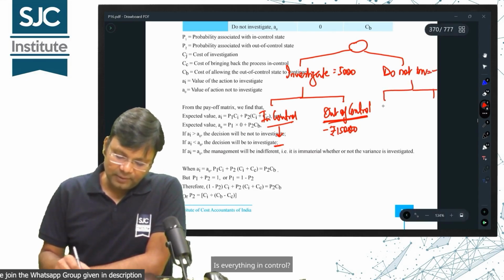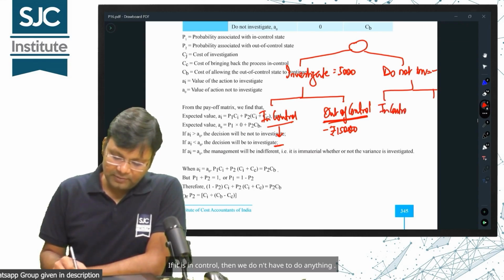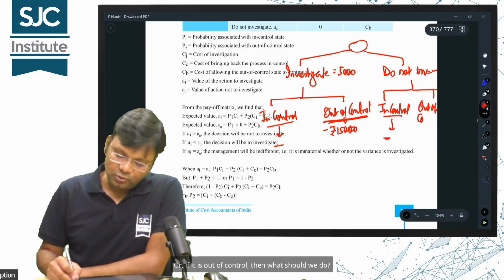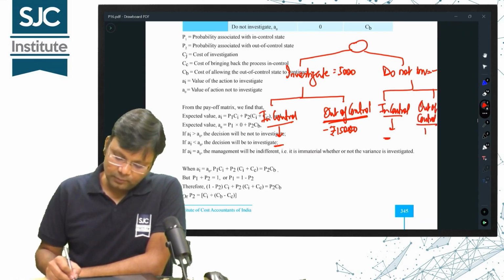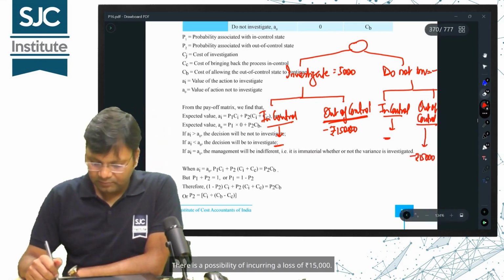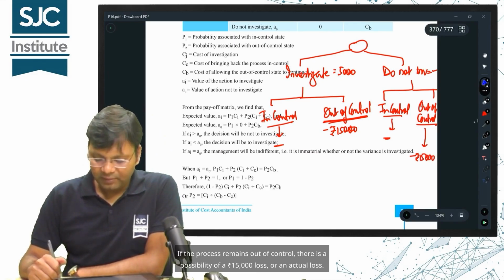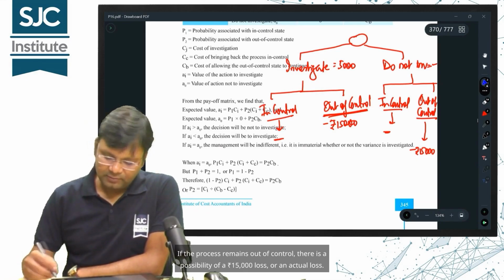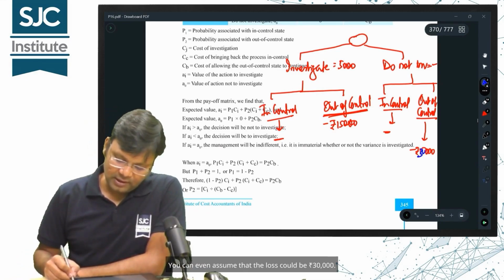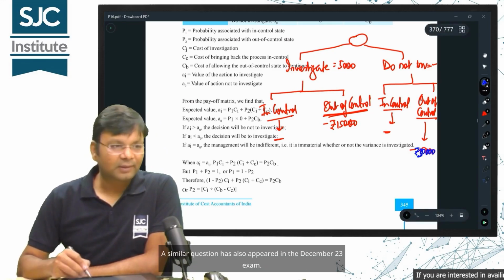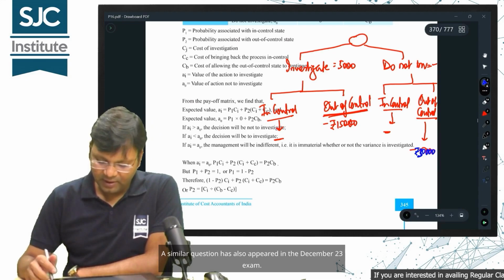Now, two things can happen. If it is in control, then we don't have to do anything. Or, if it is out of control, there is a possibility of incurring a loss of 15,000 rupees. If the process remains out of control, there is a possibility of a 15,000 rupee loss, or you can even assume that the loss could be 30,000 rupees. We have created and given you such data. A similar question has also appeared in the 23rd December exam.